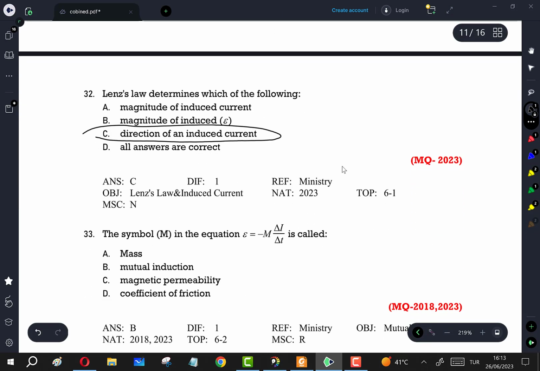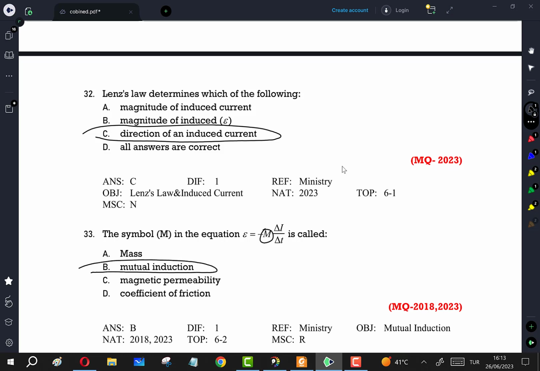The symbol M in the equation, mu delta L over delta I over delta T, is mutual inductance. This M is called the coefficient of mutual induction. B.